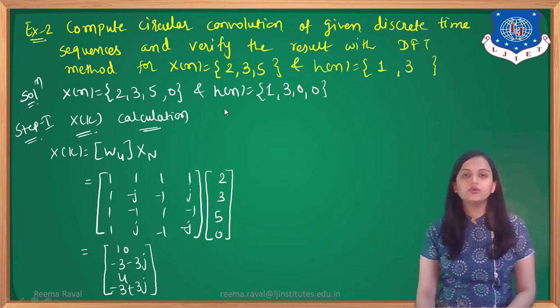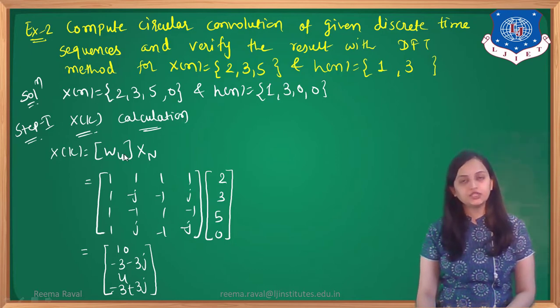We know that to use the DFT and IDFT method for matrix, we need to have 4 values. So we will take x of n equals 2, 3, 5, 0. We are inserting a fourth element having value 0. And here we will use 2 zeros, which will give the value h of n equals 1, 3, 0, 0. So step 1 is to find x of k and h of k.